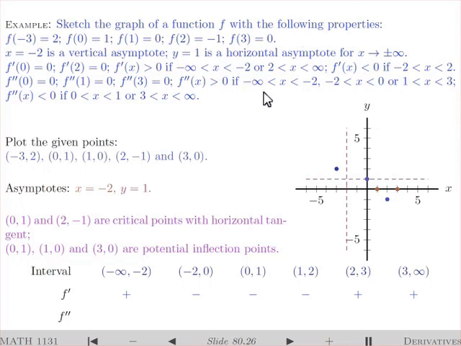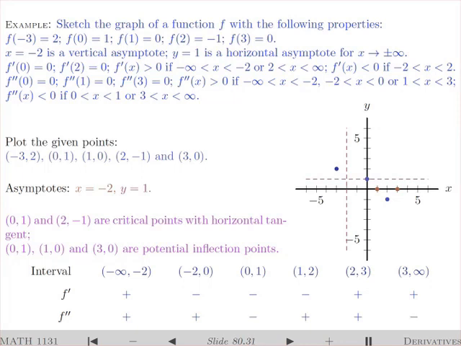It's positive from -infinity to -2. From -2 to 0, that's this interval. And then from 1 to 3. So 1 to 3 is these two intervals, 1 to 2 and 2 to 3. F double prime is negative from 0 to 1 and 3 to infinity.